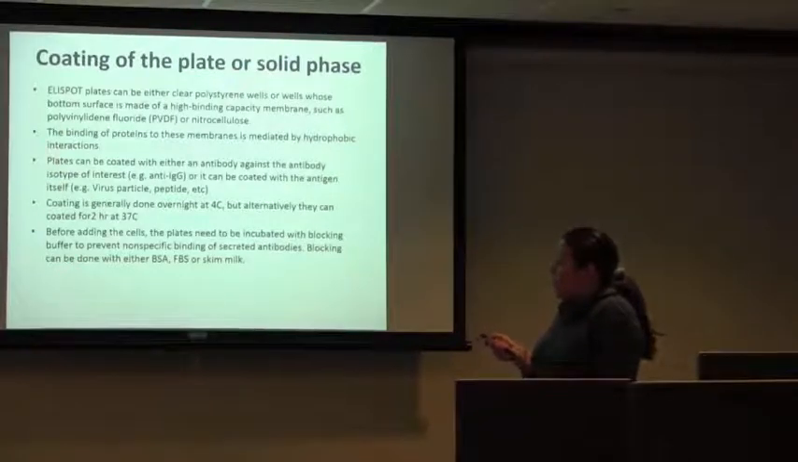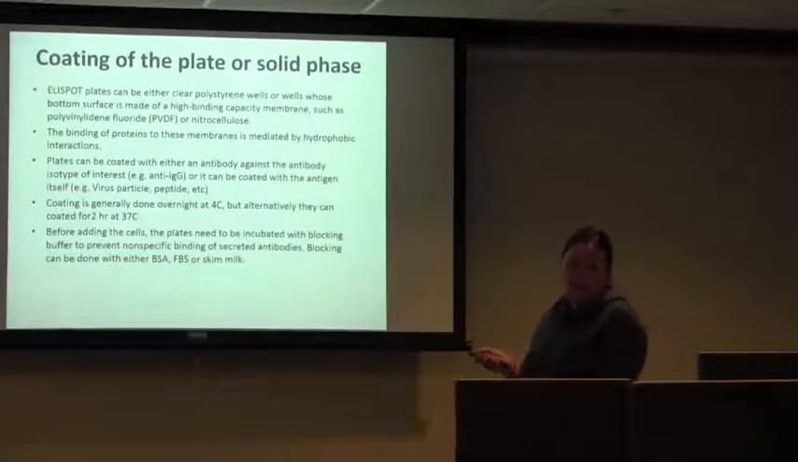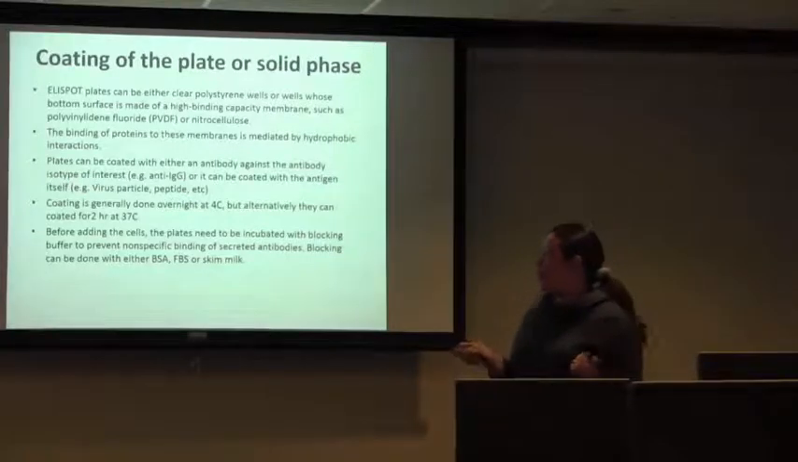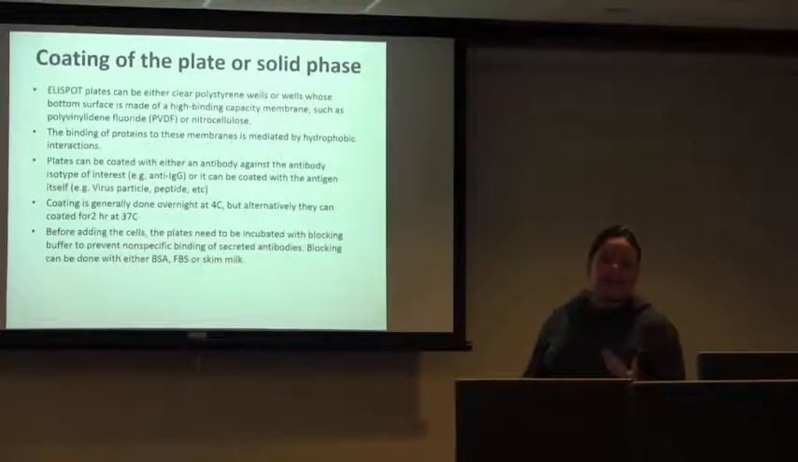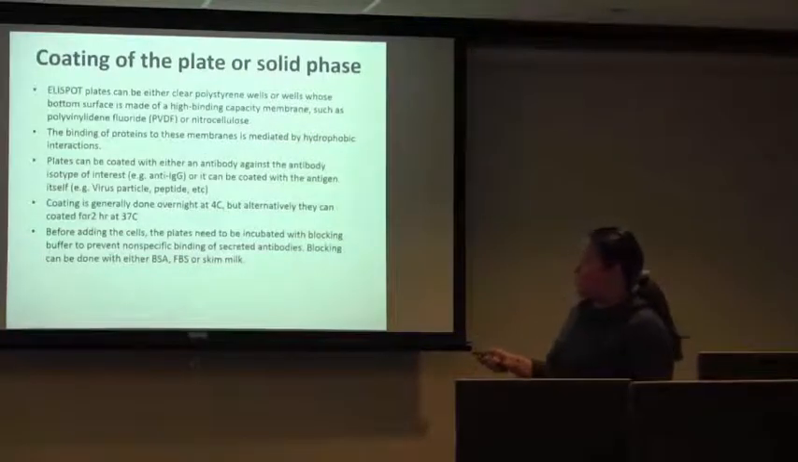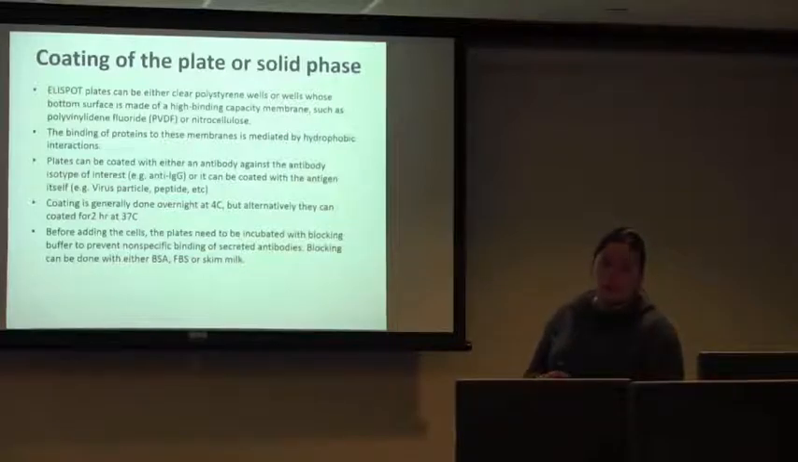The plates can be coated with either an antibody against the isotype antibody of interest, for example, anti-human IgG or an anti-human IgA, or they can be coated with the antigen itself, for example, the virus particle or peptides. And this is mainly in the case when you're looking at interferon gamma responses from T cells. But you can also look at antibody responses against viral particles. The coating is generally done overnight at 4 degrees, but you can also alternatively coat the plate for 2 hours at 37, or you can coat it at room temperature for 4 hours.